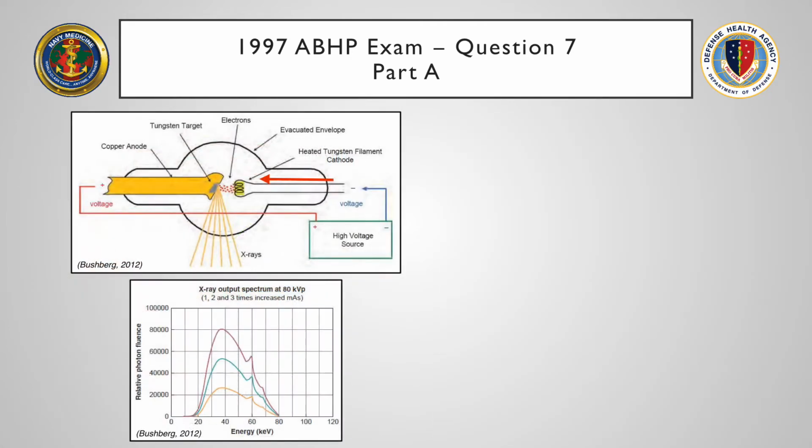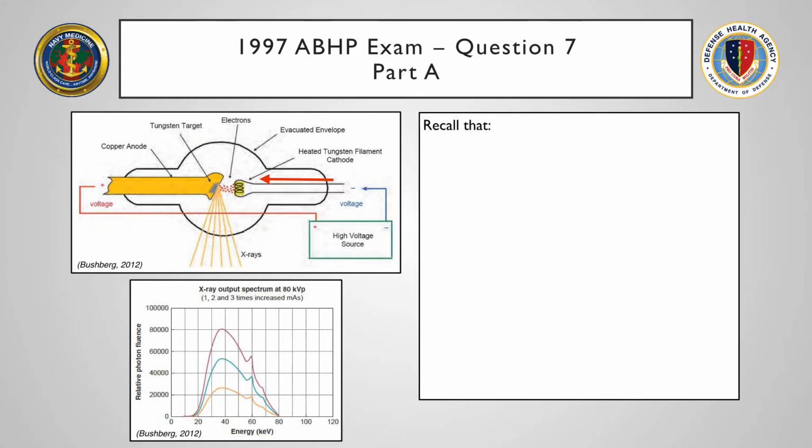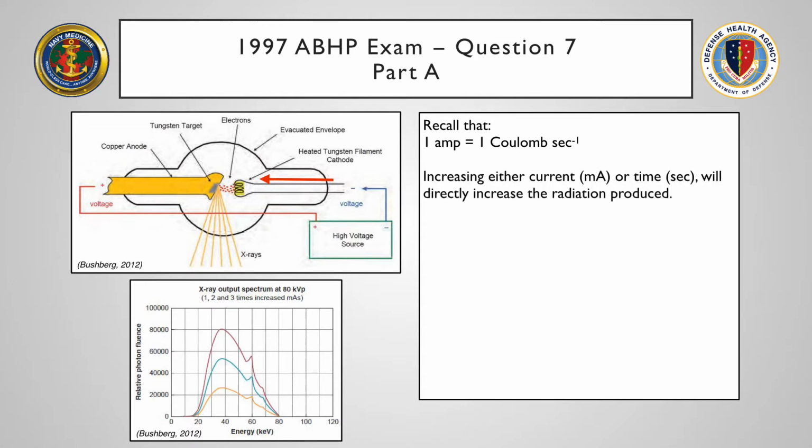Another factor we need to take into account when converting from our detector exposure to the patient exposure at their skin is the mAs between the two radiation exposures. So recall that 1 amp equals 1 coulomb per second. By looking at the simple relationship, we can infer that by increasing either current or time, we're going to get a directly proportional increase to the radiation produced.